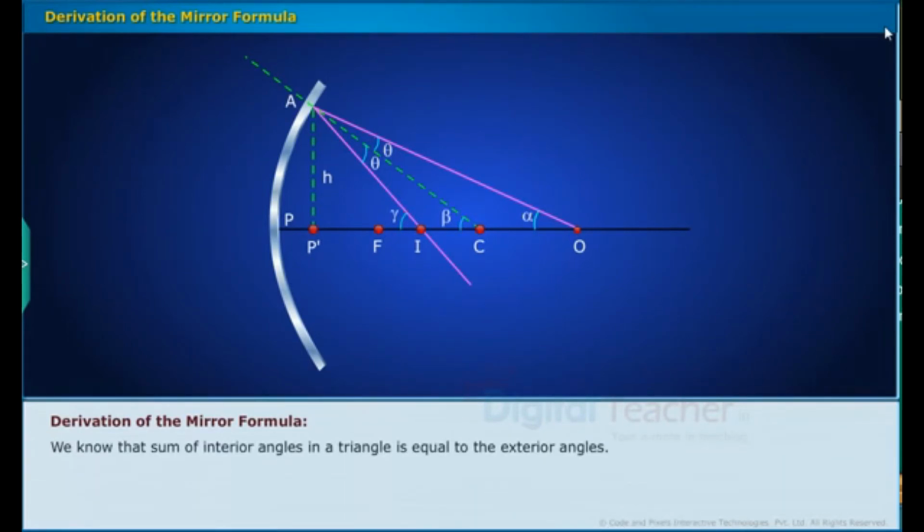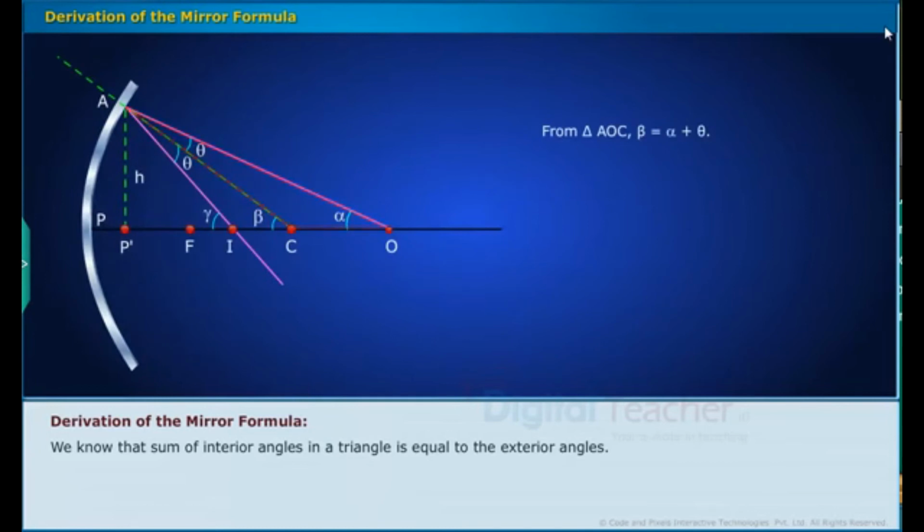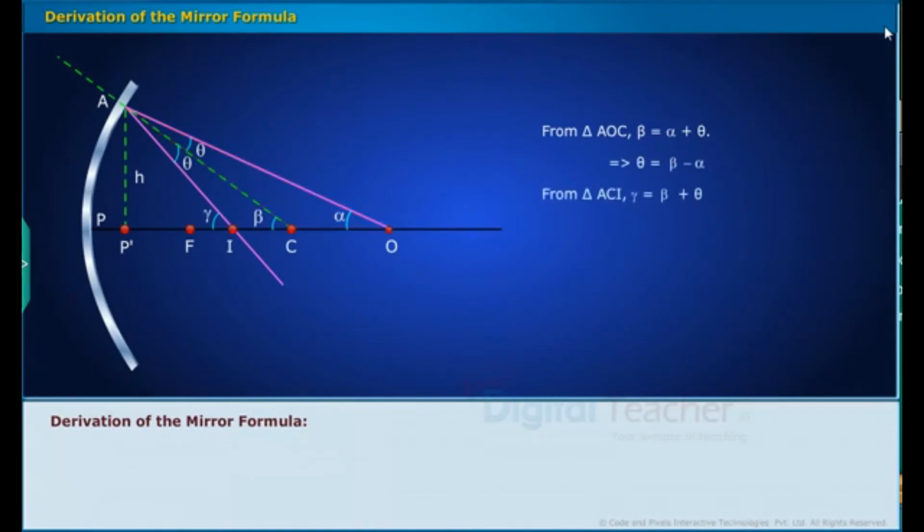We know that the sum of interior angles in a triangle is equal to the exterior angle. From triangle AOC, we have beta is equal to alpha plus theta. That is, theta is equal to beta minus alpha. From triangle ACI, gamma is equal to beta plus theta. By substituting theta is equal to beta minus alpha in the above equation, we have 2 beta is equal to alpha plus gamma. Equation 1.